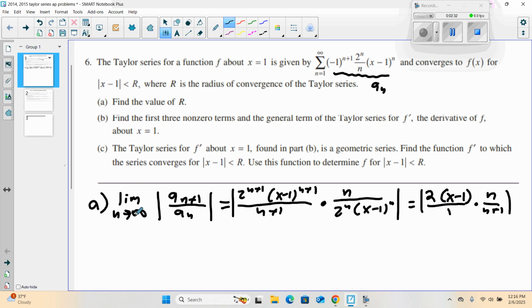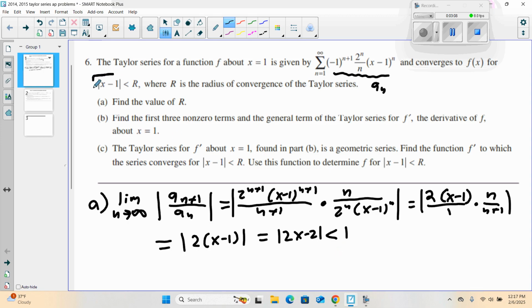And remember, we're taking the limit as n goes to infinity. So n over n plus 1, as n gets larger, that's just going to go to 1. These are same degree, same leading coefficient. So that piece is just going to go to 1. So this is just equal to 2 times x minus 1 in absolute value. Or if we distribute that a little bit, 2x minus 2. And then we know for it to converge, the statement of the ratio test is that this converges if this is less than 1. So we get this inequality.